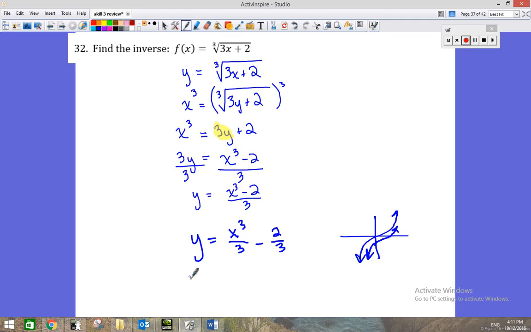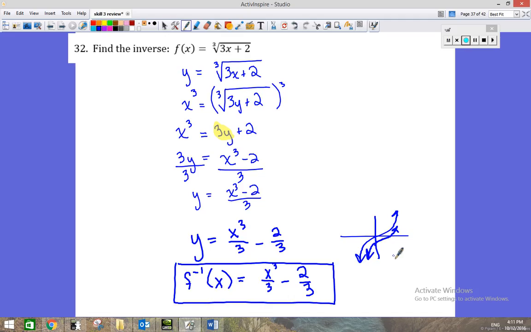If I want, I can come in and use the inverse notation. This is not an exponent. This is just indicating that this function is the inverse of f, and you could have left it as x cubed minus 2 over 3, but I just thought that you might want to try to relate it to things that you previously learned. So here is my final answer, and I hope that helps.